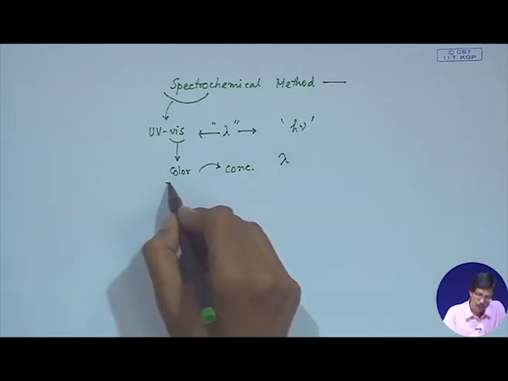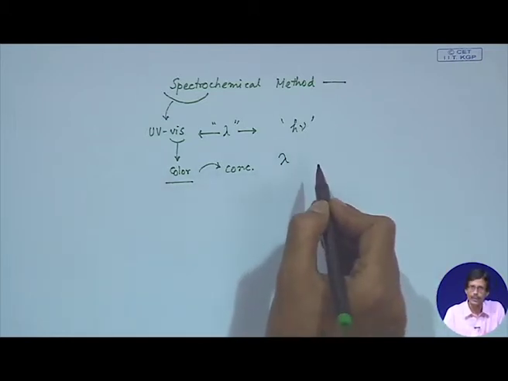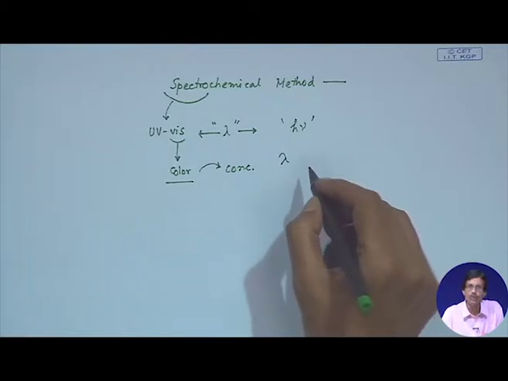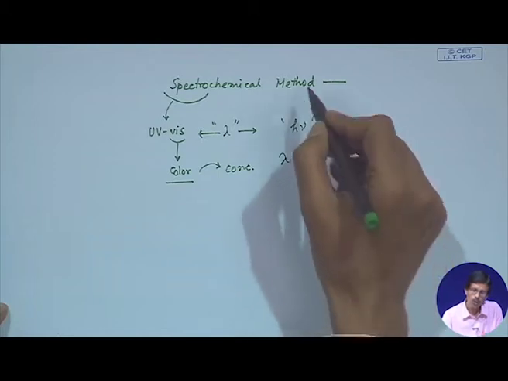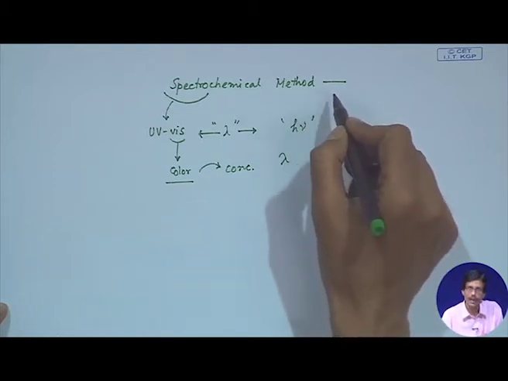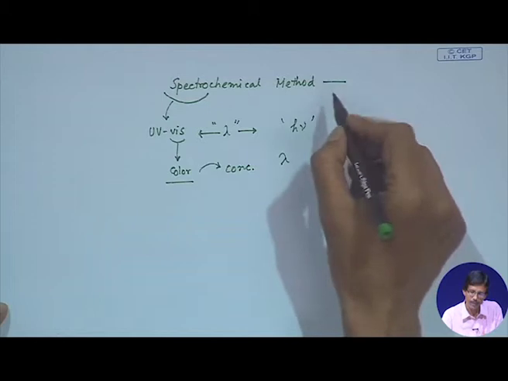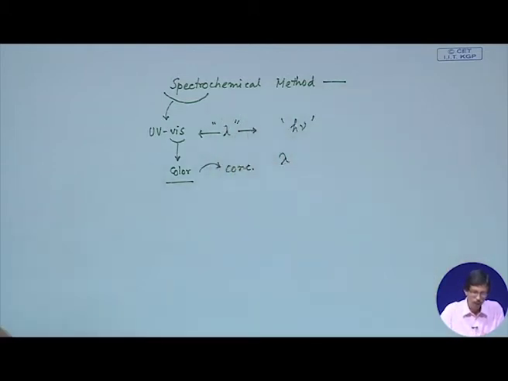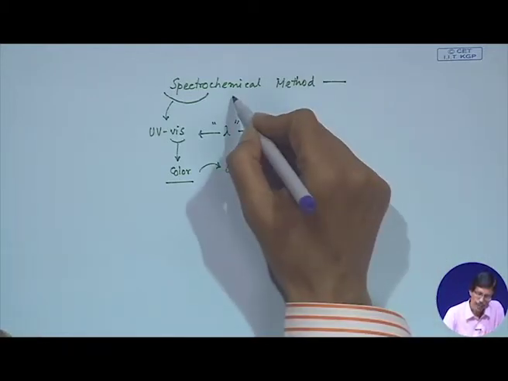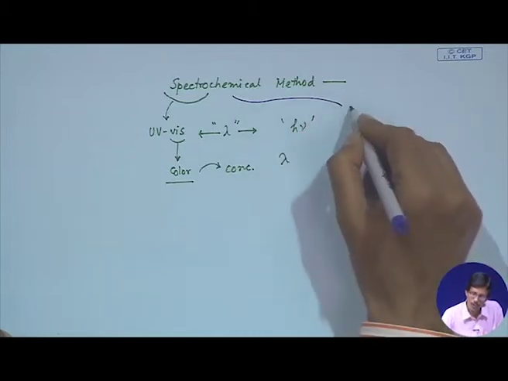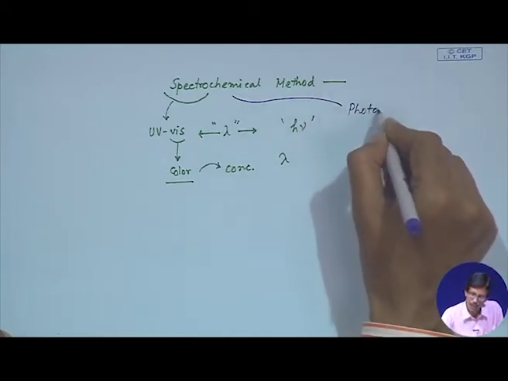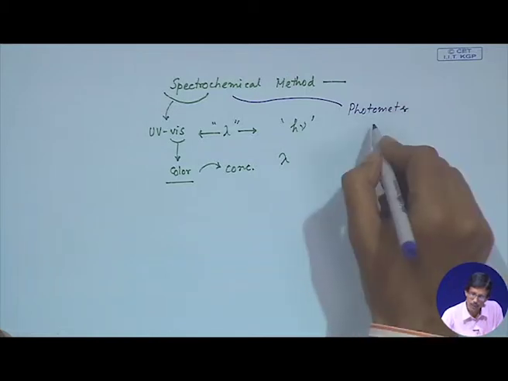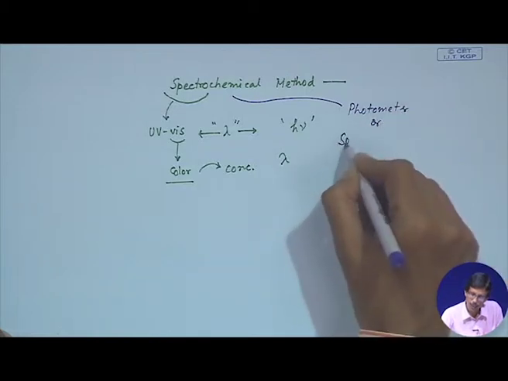So, that particular solution which is colored in nature can be a corresponding metal ion solution or any other analyte. All these analytes can be analyzed or estimated by means of a typical spectrochemical method, where we basically use a photometer or a spectrometer or a spectrophotometer. So, we can have a photometer or a spectrophotometer.